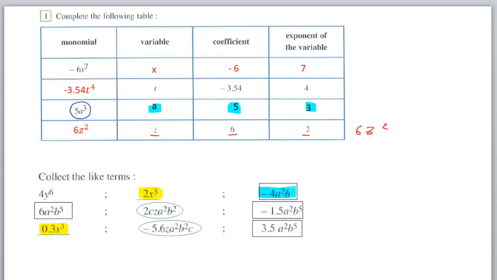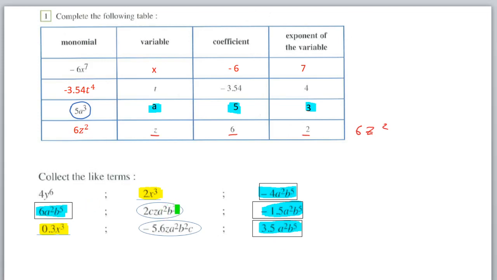Look at the third one. Minus 4a squared b power 5. Look at this. 6a squared b power 5. So it's the same. Minus 1.5 a squared b power 5. Also it's the same. 3.5 a squared b power 5. All those are like terms. Okay?